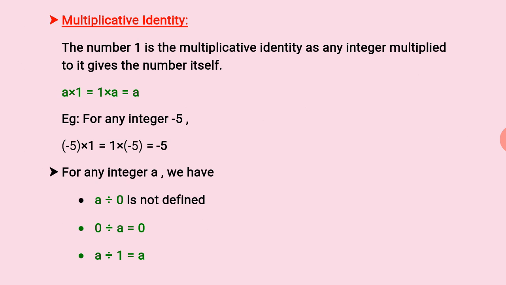Next, this is some additional knowledge regarding integers, some more facts. For any integer a, we have a divided by 0 is not defined. You cannot divide any number by 0. It's not defined. Then 0 divided by a equal to 0. But 0 can be divided. Okay, the difference you must understand. The next, a divided by 1 equal to a.